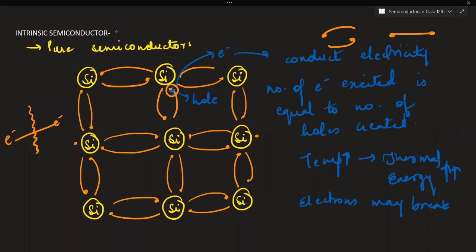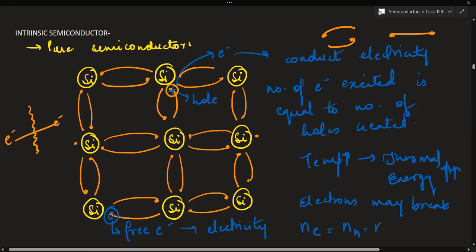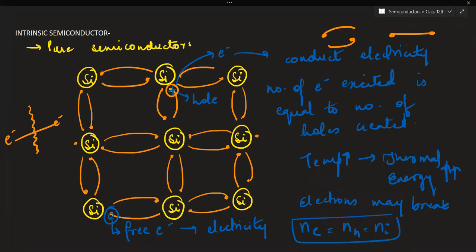They break among themselves. And now the electron that is available, which we call the free electron, is available for electricity, or you can say conductivity. So the number of electrons is equal to the number of holes in an intrinsic semiconductor. All right, this is an intrinsic semiconductor.